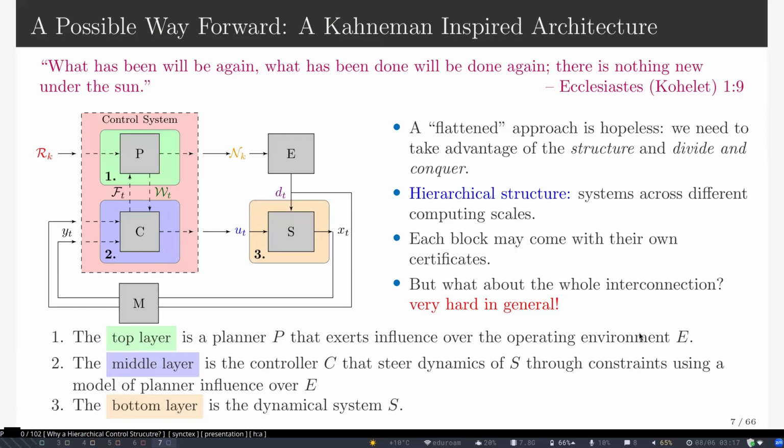So it's a hierarchical structure. A flattened approach is hopeless because in a way we are not taking advantage of some intrinsic property of the system: not every piece of information needs to be available to everyone. Information should propagate through multiple layers, and you have to use what you need at the level that is appropriate.